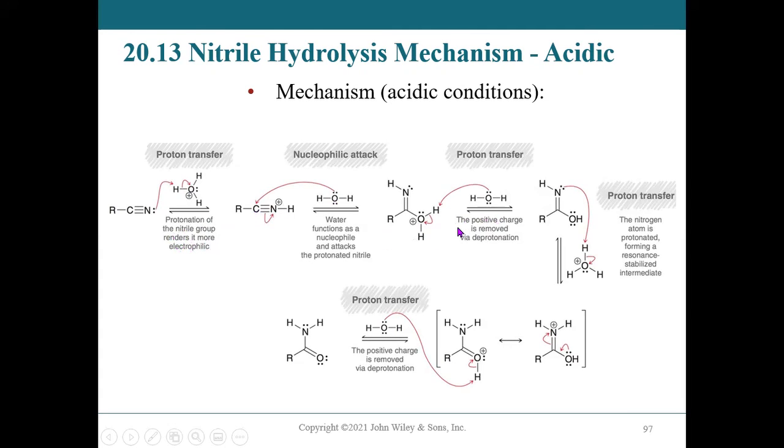Proton transfer again, the positive charge is removed from the oxygen by deprotonation. Then we can protonate the nitrogen and produce this resonance stabilized intermediate. We can take the proton away from oxygen, producing the final amide.